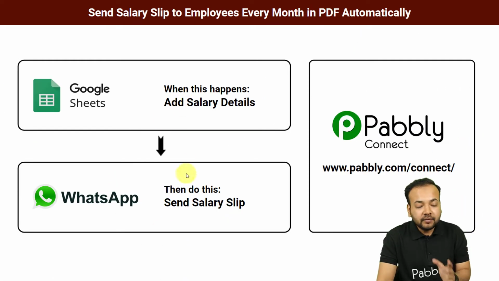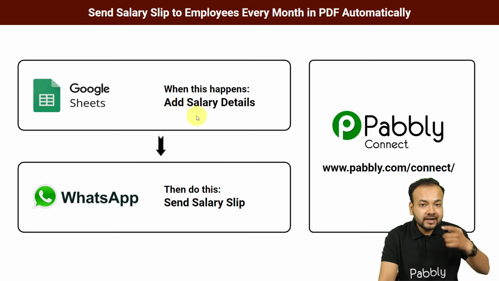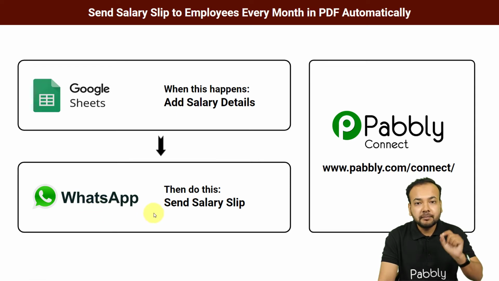So guys, this will be the flow of this automation. Here I am using this Google Sheets application to add the salary details or the employee details. You can use any other spreadsheet application as well, like Airtable. So here you just have to add the details in a row, and after that a salary slip is going to be generated automatically for that employee whose data you have entered in a row using Google Docs application, and that same salary slip is going to be delivered on the WhatsApp account of that employee, right?